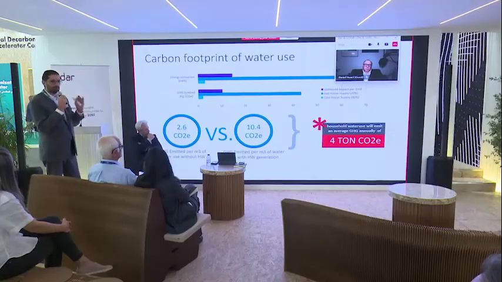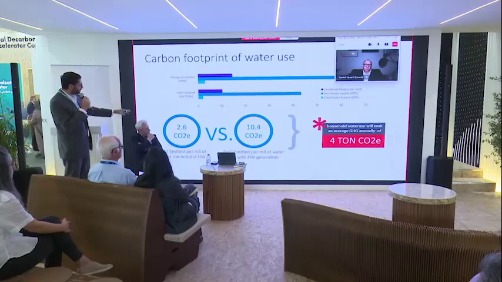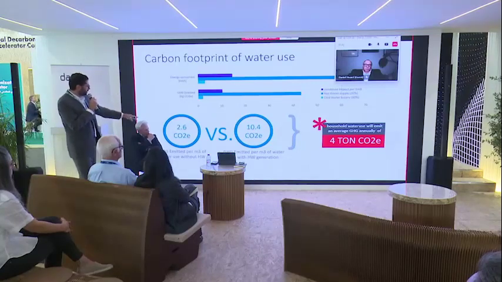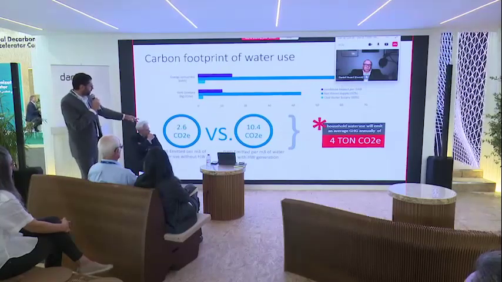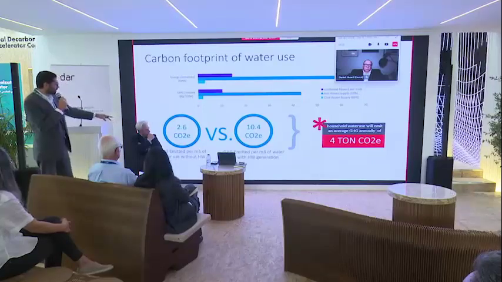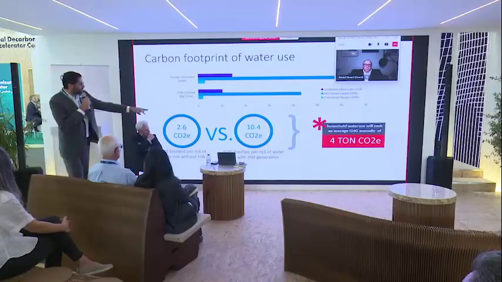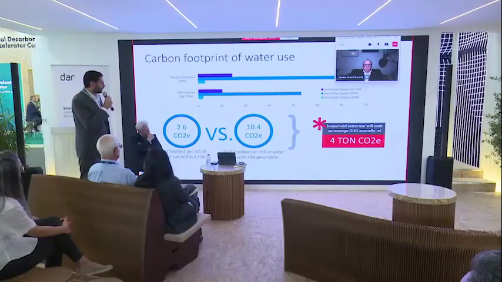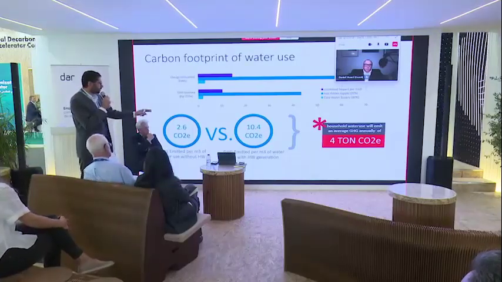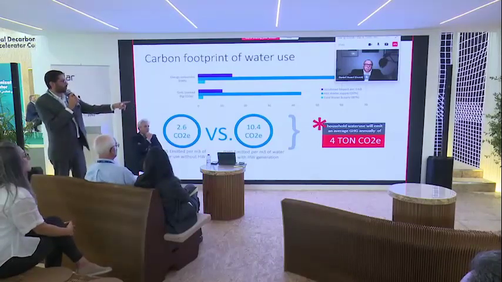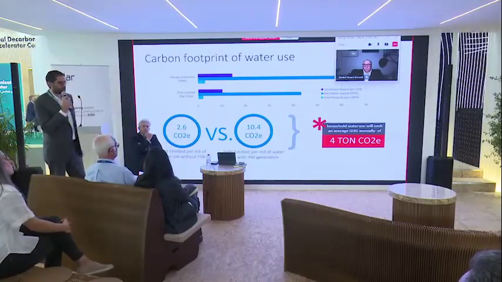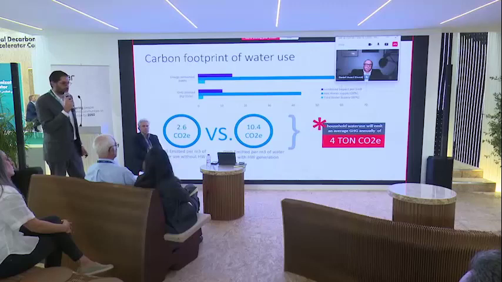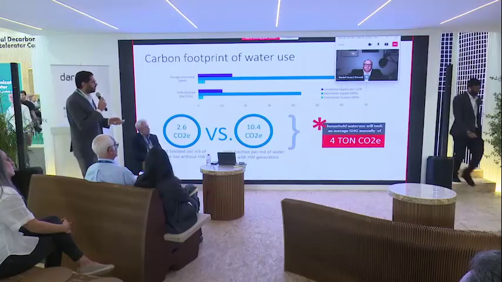If we make a small correction for our figure, it's between 2.6 kilograms of CO2 per meter cube versus now it's 10.4 kilograms of CO2 per meter cube. The correction will be a household will be consuming 4 tons of CO2 annually.